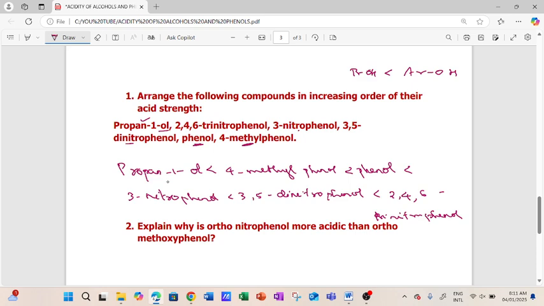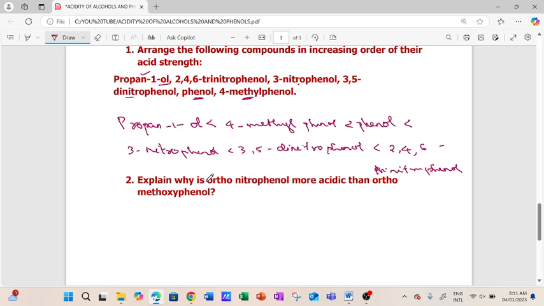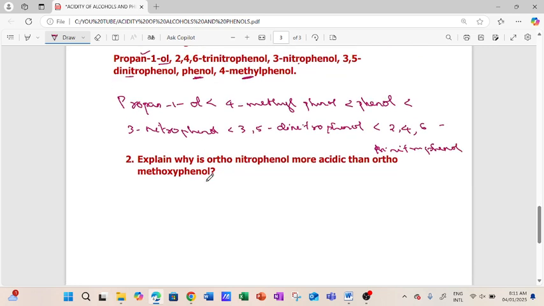In CBSE mainly two types of questions can be asked. One is this only, order of alcohols or phenols based on their acidic character. Similar to this, another concept is there which is regarding the basic character in amines. That video is already there. I will be giving the link in the description box.